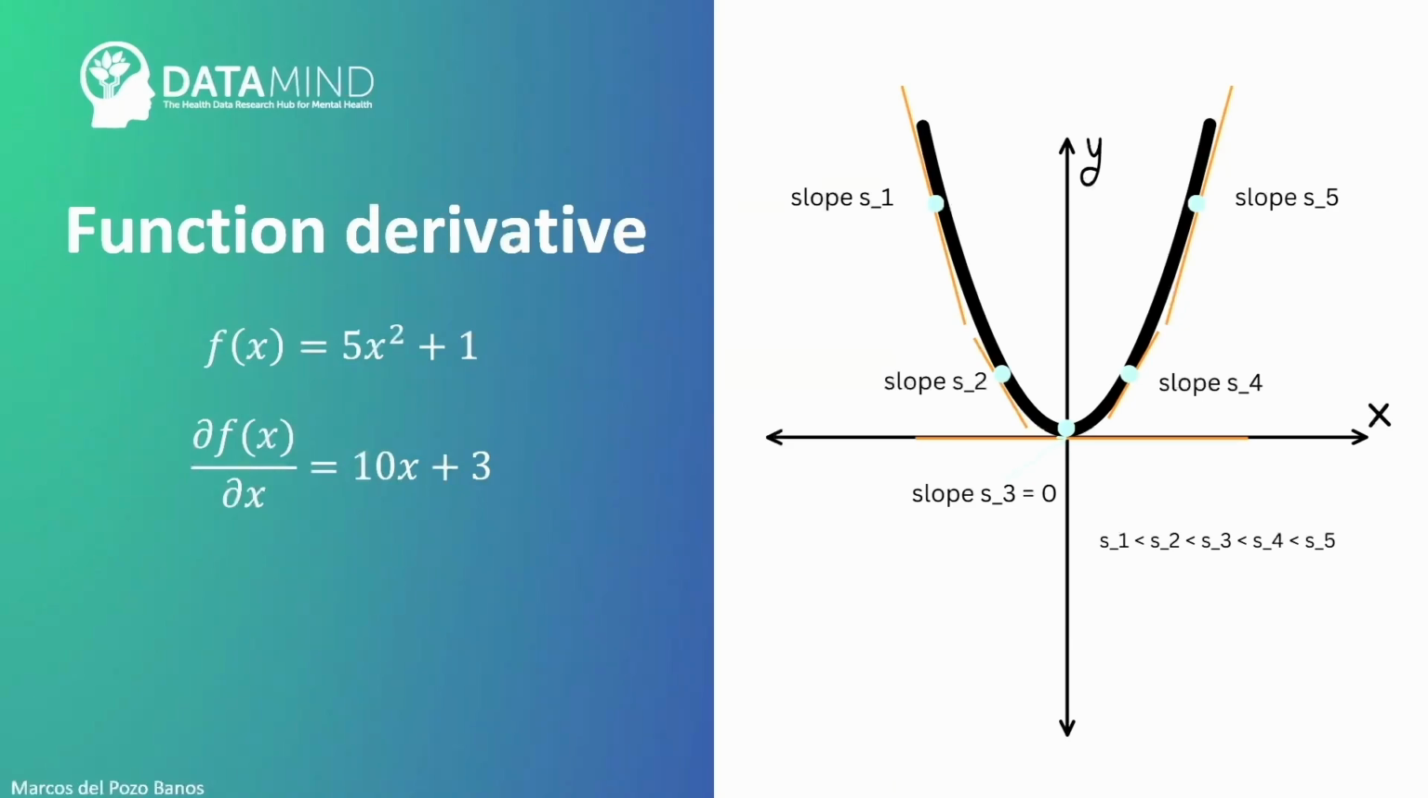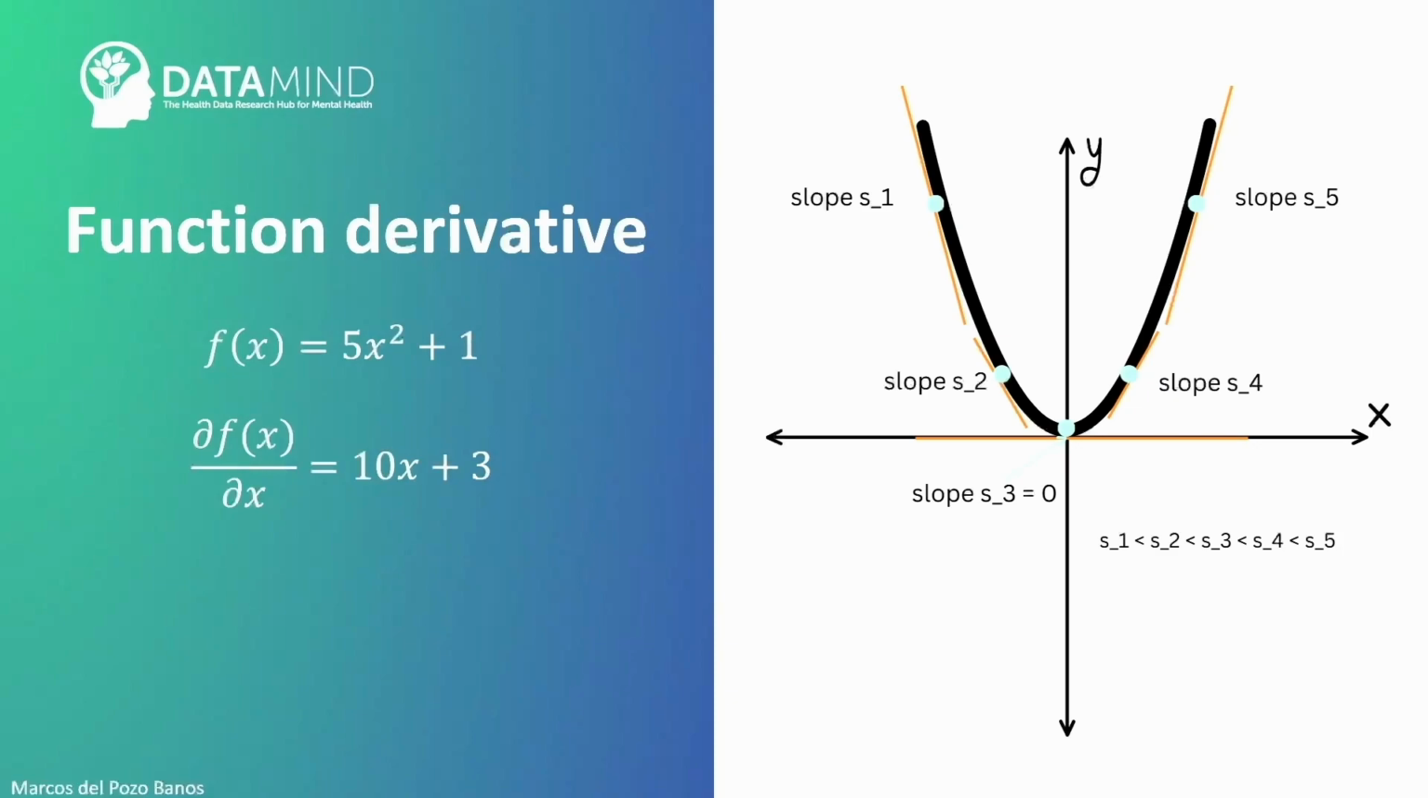So if you see on the right-hand side, we have the representation of that function. And we have 5 points highlighted in that curve. And for each point, we have a straight line that touches each of the points. So those lines are tangential to the curve at those points.